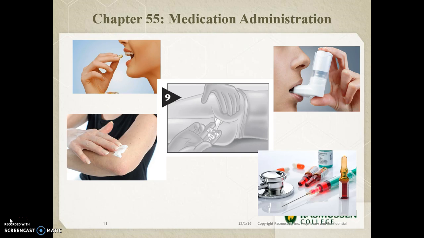All right, let's talk about our final chapter, which is chapter 55, medication administration. Medications can be administered in several different forms, such as orally, where the medication is swallowed and enters the tissues through the GI tract, then is absorbed into the circulatory system. These can be pills, syrups, or liquids. Or we can also have what we call sublingual or buccal. Sublingual is under the tongue and buccal is into the cheek area.